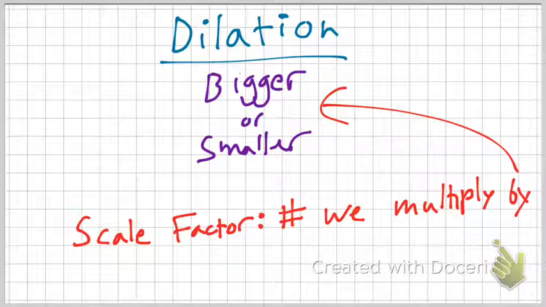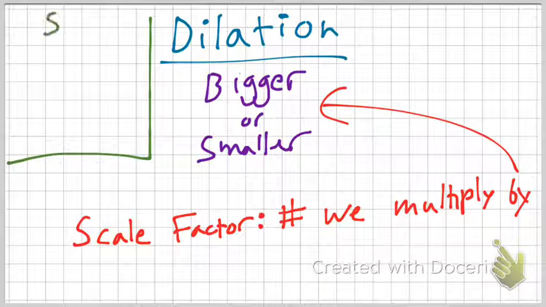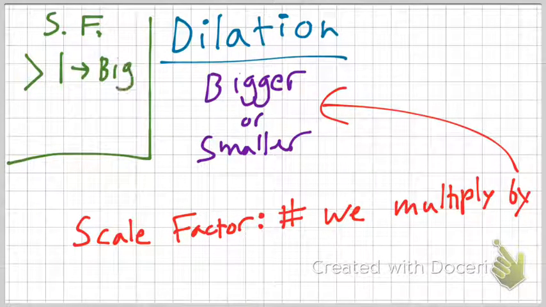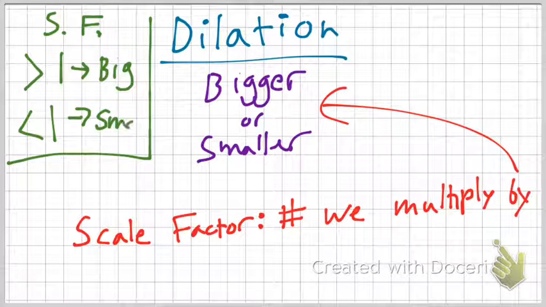So, here's a couple things to remember as well, okay, with scale factor. If our scale factor is greater than 1, it's going to get bigger. Less than 1, which is a fraction or a decimal, it's going to get smaller. Okay? Simple enough. If your scale factor was 1, it'd stay the same, right? So it kind of stands to reason. If 1 keeps it the same, anything more than 1 is bigger, anything less than 1 is smaller.